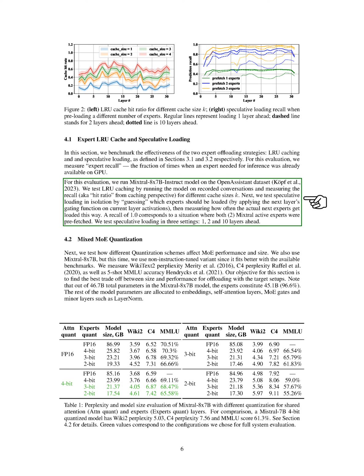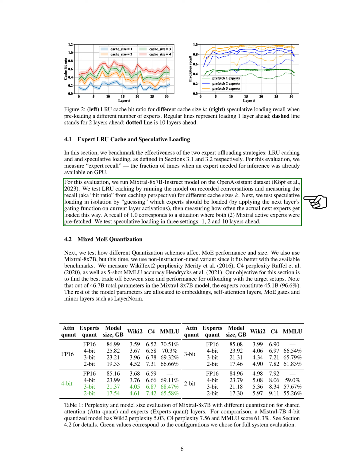We'll test LRU caching by running the model on recorded conversations and measuring the recall for different cache sizes. Then, we'll test speculative loading by guessing which experts should be loaded next and measuring how often we're correct. A recall of 1.0 means that both active experts were pre-fetched. We'll test speculative loading in 3 settings, 1, 2, and 10 layers ahead.